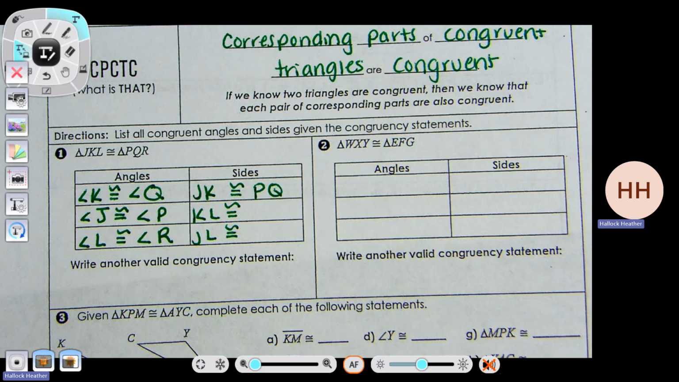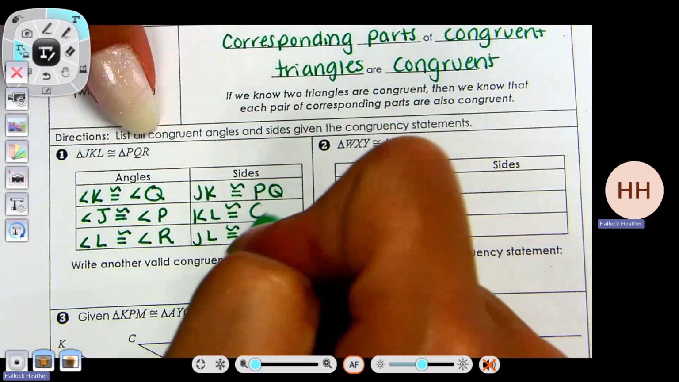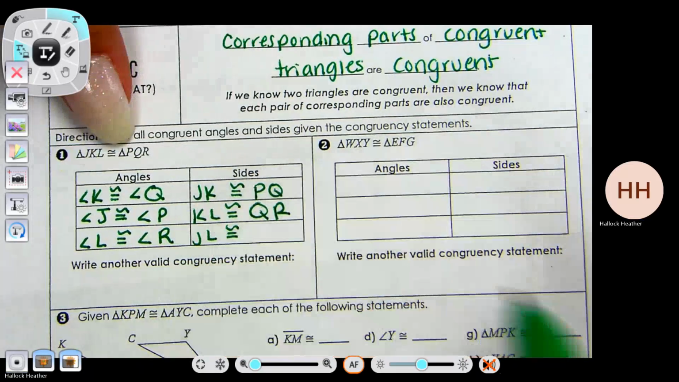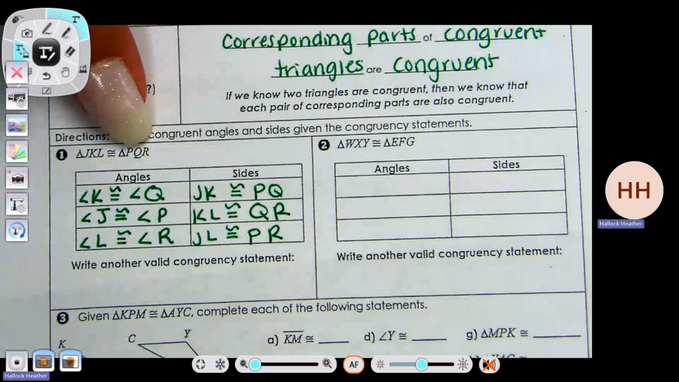So what does KL match with? QR, nice, nice. And then JL, PR. How do we feel so far? Do we feel okay? It's very weird, but this is all we're doing today, is rearranging letters.